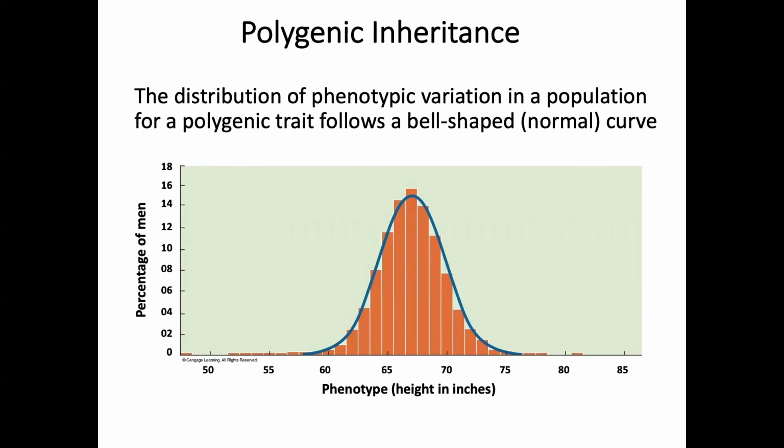Polygenic inheritance usually follows a bell shape, called a normal curve. In a normal curve, few individuals are at the extremes of the phenotype, like here or there, and most individuals are clustered around the average value. The picture showing different heights is exactly distributed like the normal curve.